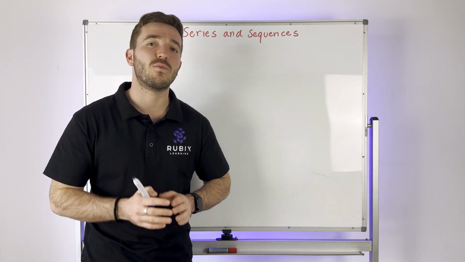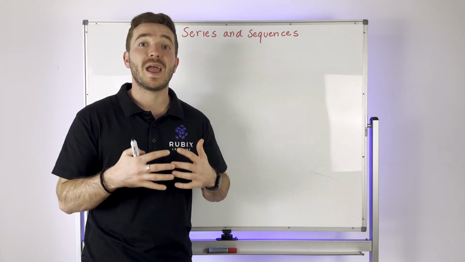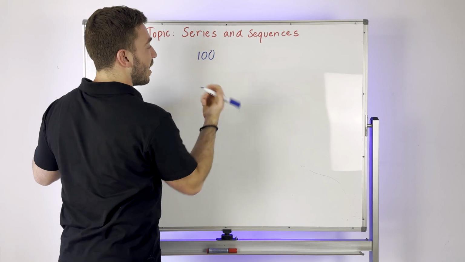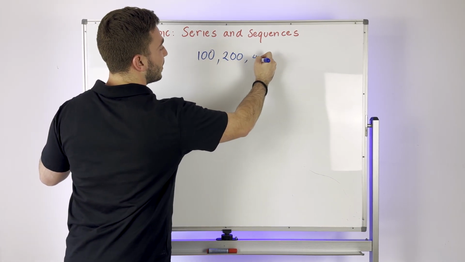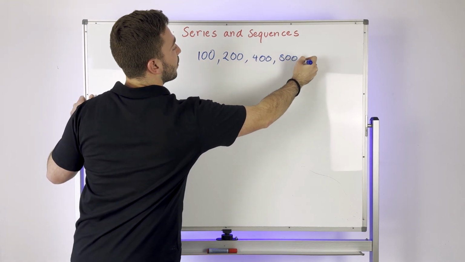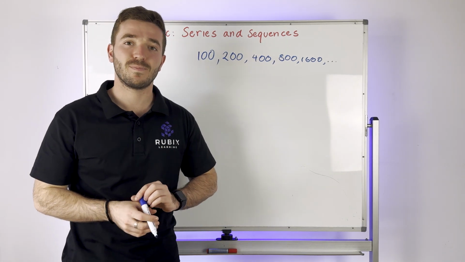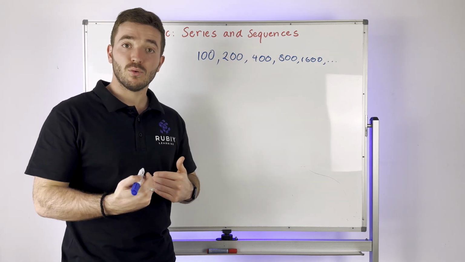Let's say I started off with $100 and I had a goal of doubling my money every single day. What would that look like? So let's say I started with $100, I then doubled it the next day to $200, doubled it again to $400, $800, and so on. By day 5, I would have $1,600. In this sequence, every term is double of the previous term.